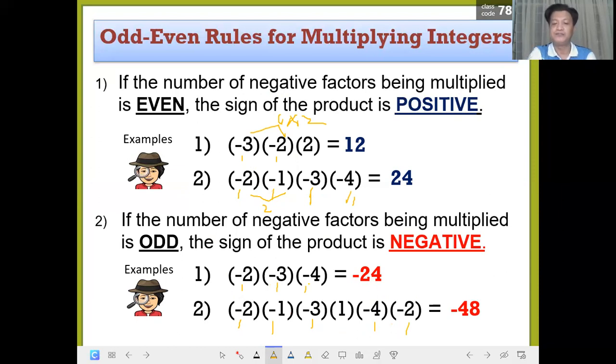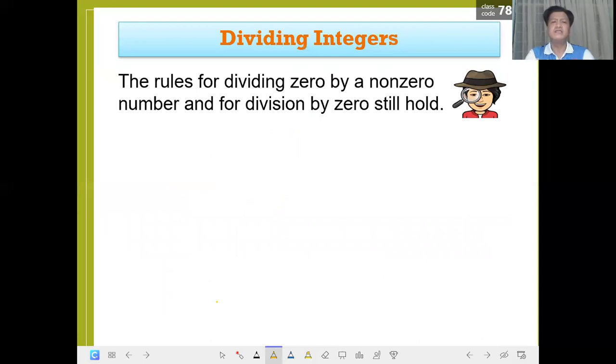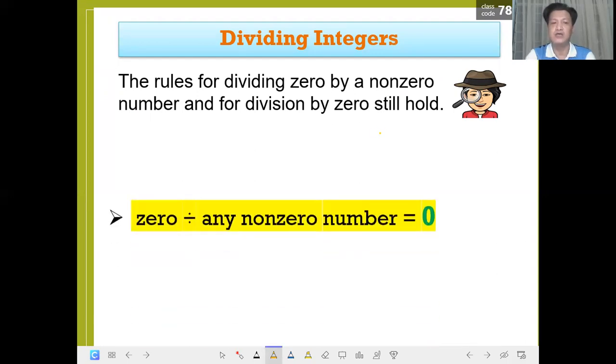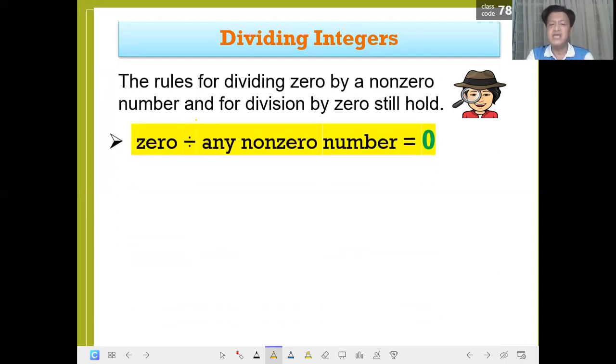Okay, so with that, sa division naman or dividing integers, meron tayong tinatawag na the rules for dividing 0 by a non-zero. Pag sinabi natin non-zero, ito ay either positive or negative. Kaya nga siya non-zero number, and for division by 0 still holds. Okay, ito yung rule natin dyan. 0 divided by any non-zero number is always 0. Ibig sabihin yan, kapag may 0, dinivide mo siya sa either positive or negative, ang sagot po doon ay laging 0.